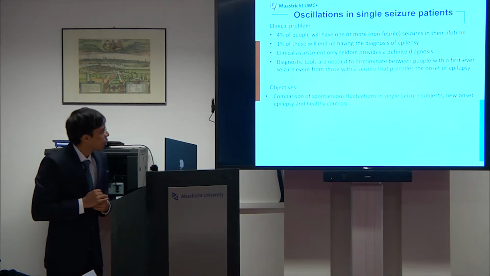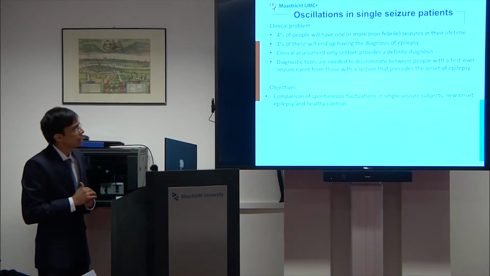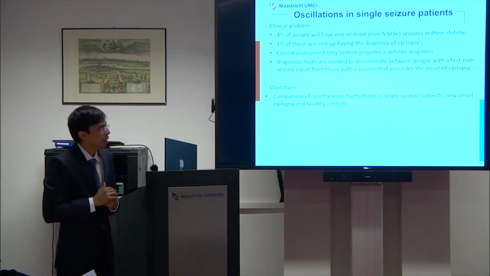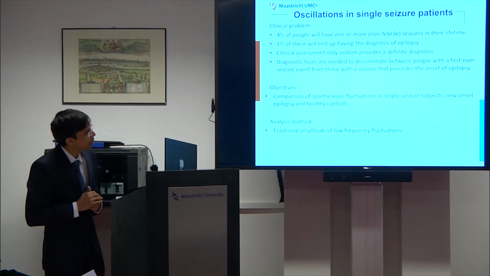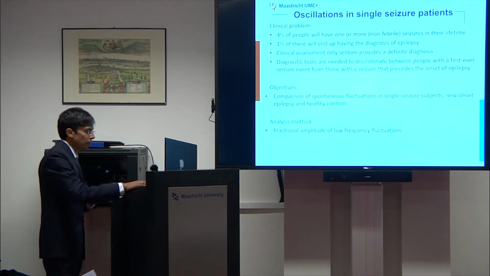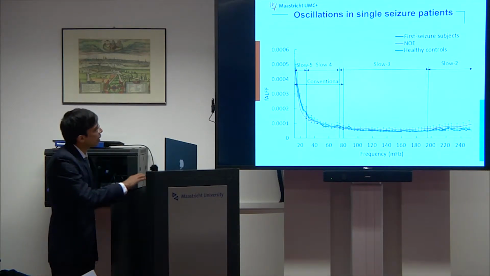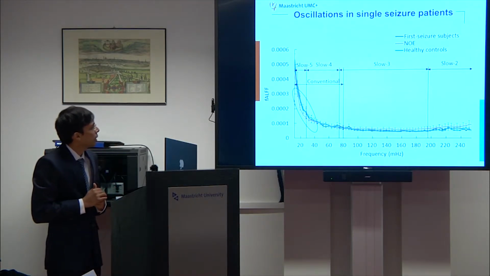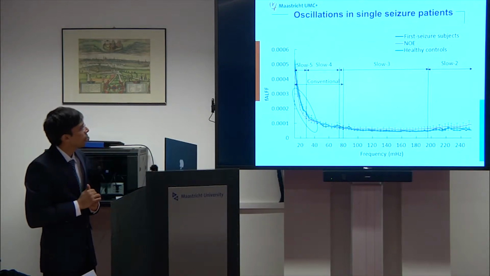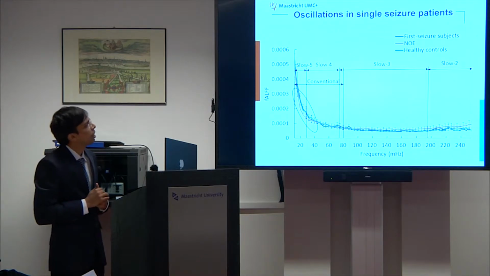The objective of the study was to compare spontaneous fluctuations in BOLD signal in single seizure subjects, in new onset epilepsy patients, and healthy controls. And as I mentioned earlier, we used the amplitude measure for our analysis. It was observed that in the conventional frequency range, the new onset epilepsy patients had significantly lower amplitude compared to healthy controls. However, there were no significant differences between single seizure subjects and new onset epilepsy patients.